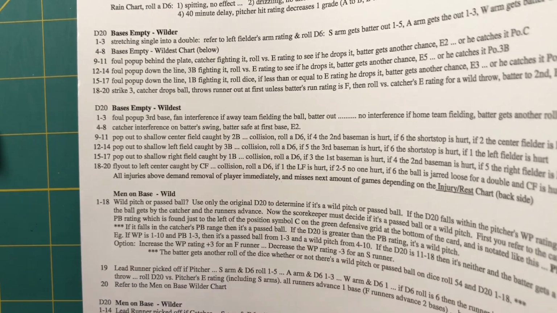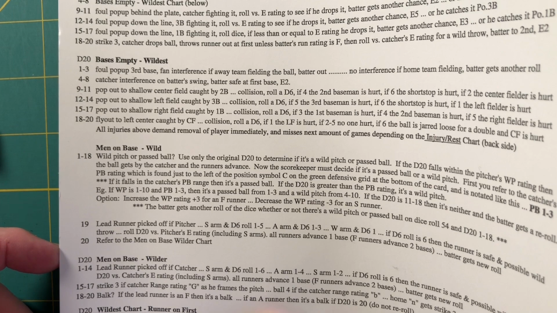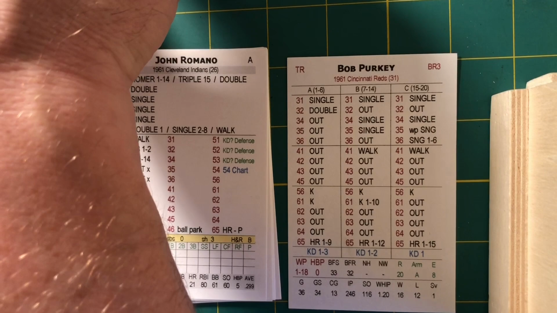Let's see what Roseboro's passed ball rating looks like. It's a 1-3. It's not in there, so it's a wild pitch. Okay, so the wild pitch happens, and Kaline moves up to second base.